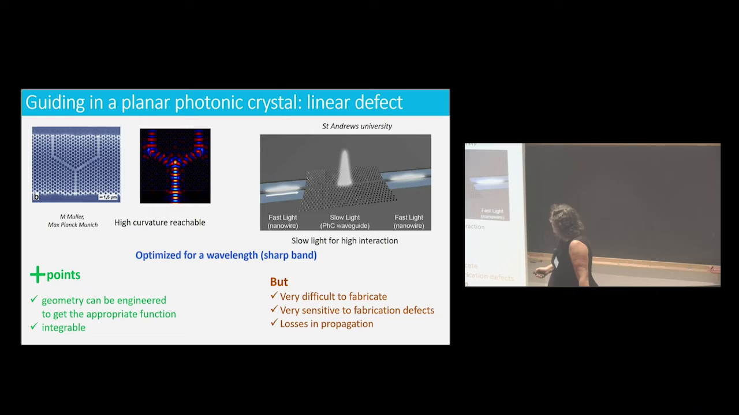So to summarize these 2D photonic crystals, they are very interesting because you can engineer the geometry as you like, as long as you can fabricate it. They are integrable because they are 2D structures, so this is very good for making chips. The problem is they are quite difficult to fabricate, so if you don't have a big clean room with all the materials that you need, it is very difficult to fabricate. And they are quite sensitive to defects, so you need really high quality photonic crystals in order to see this.